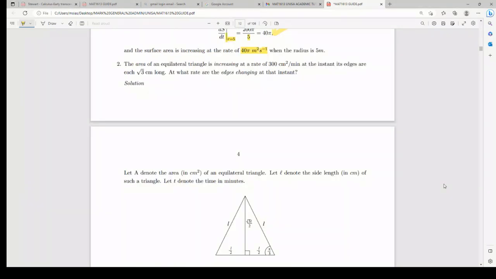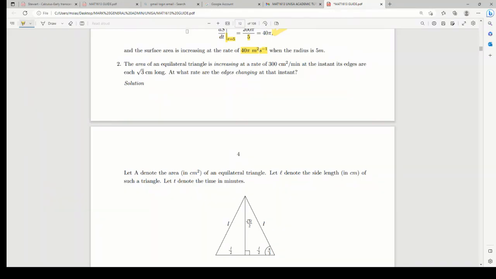So this one poses the question: you guys know an equilateral triangle, right? All 3 sides are equal. So they say the area of an equilateral triangle is increasing at a rate of 300 square centimeters per minute at the instant its edges are each square root of 3 centimeters long. So the question is, at what rate are the edges changing at that instant, when they are 3 centimeters long?